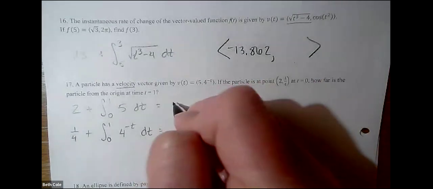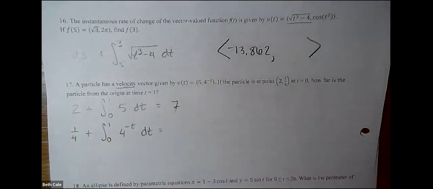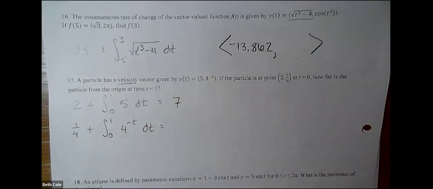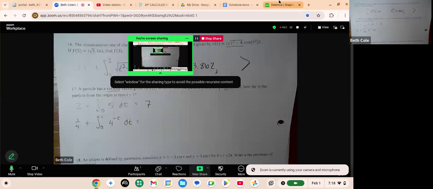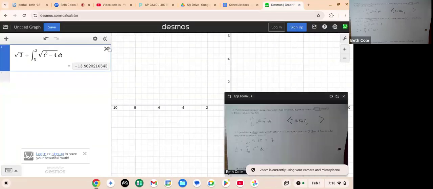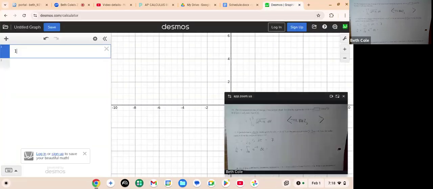All right. This one's actually just going to be 7. It's going to be 2 plus 5. If you want to type that in, you totally can. Come over here. I do not know what the other one would be off the top of my head. So. Integral 0 to 1. All right, 0.791.